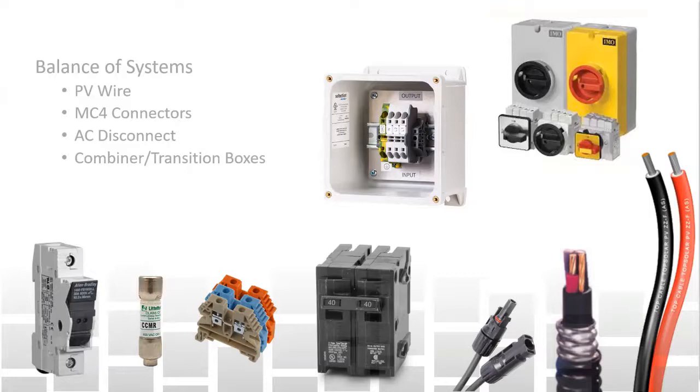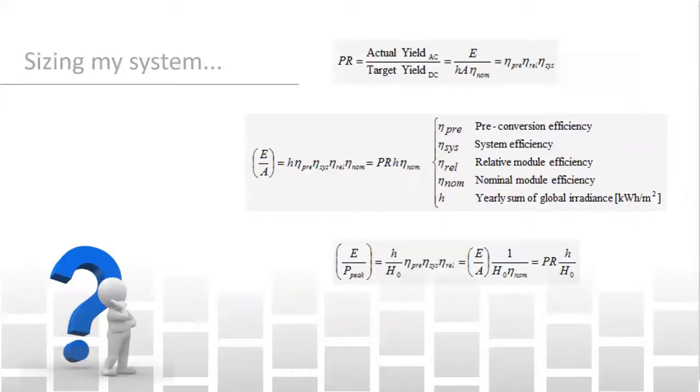And really, this is the only product you would want to stock as a distributor to support the market. Everything else would be ordered on a job-by-job basis: the modules, inverters, and racking.